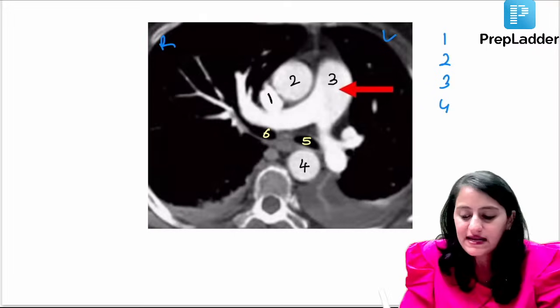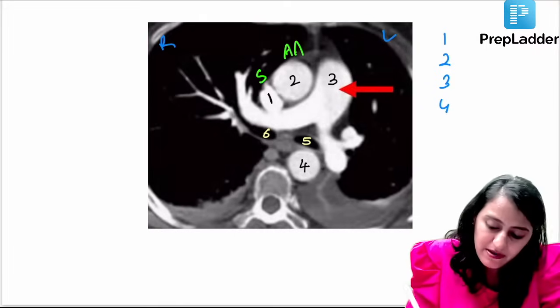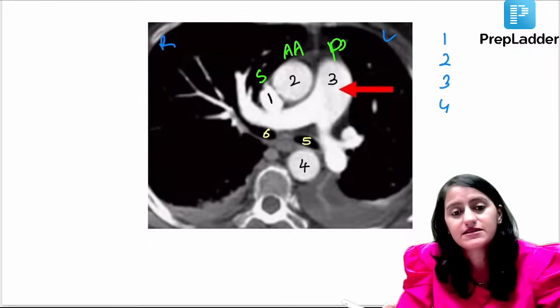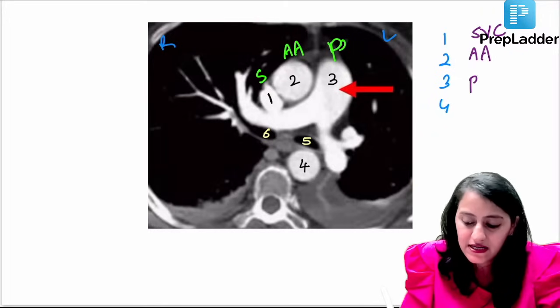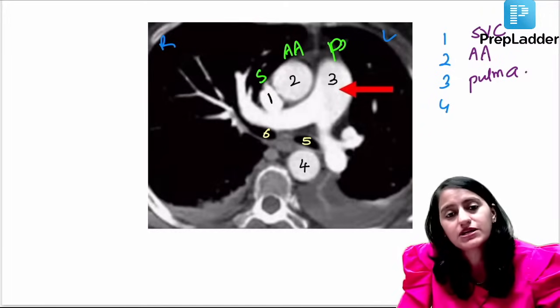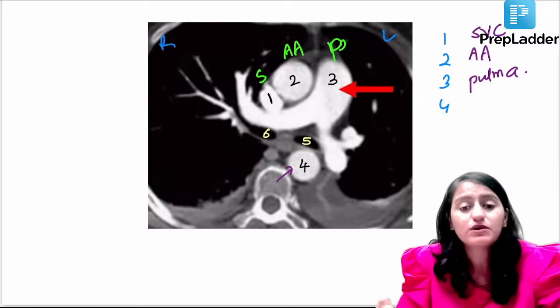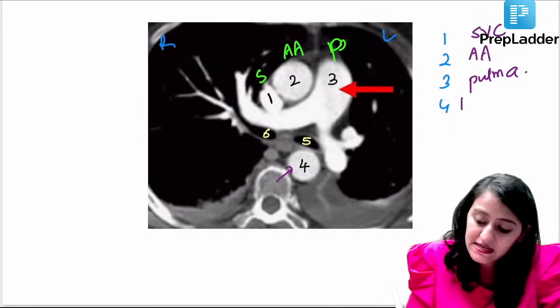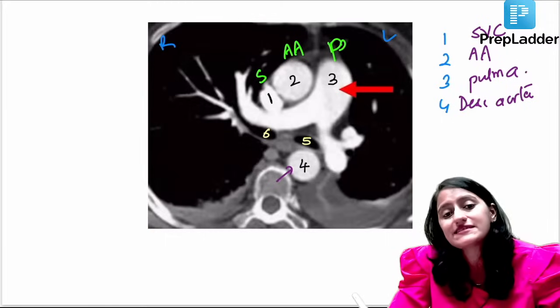Again, this is right side, this is left side. From right to left comes the SAP. Remember this as SAP, the 3 vessels here. First is superior vena cava, then ascending aorta, and then pulmonary artery. And what is the structure labeled 4, which is in front of the vertebra? Posterior mediastinum is going to be descending aorta. That's a descending aorta.